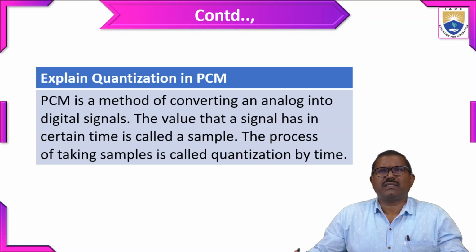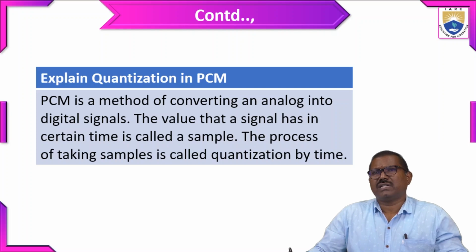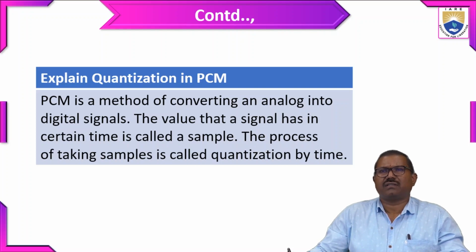Now explain quantization in PCM. So first, what is PCM? PCM is a method of converting an analog signal into a digital signal. The value that a signal has at a certain time is called a sample. The process of taking samples is called quantization by time.